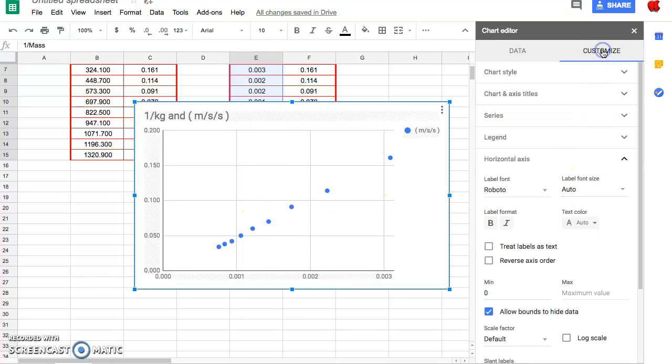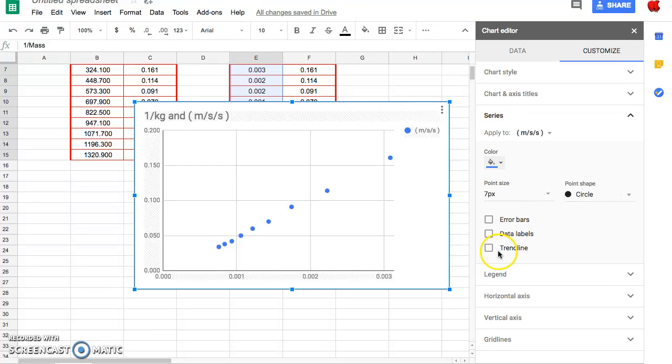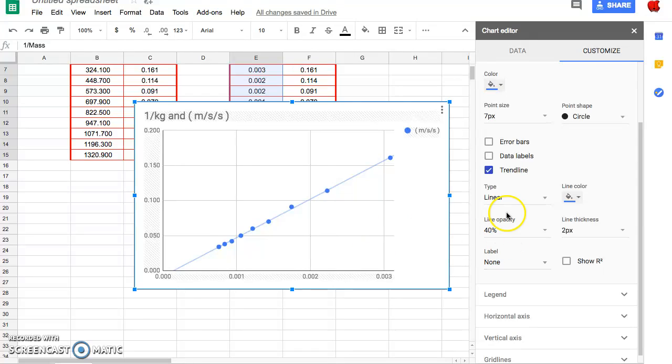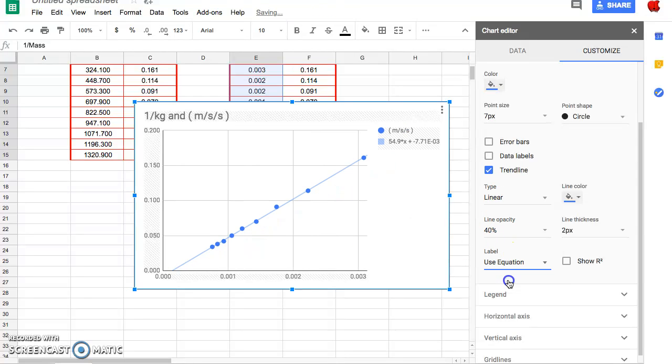So now just to finish up, under series, we go to Trendline. We get a nice straight line there. We scroll down a little bit. Under label, we say use equation. And the important thing here is we're looking for the slope. It's 54.9 or about 55. So I'm going to go with 55.